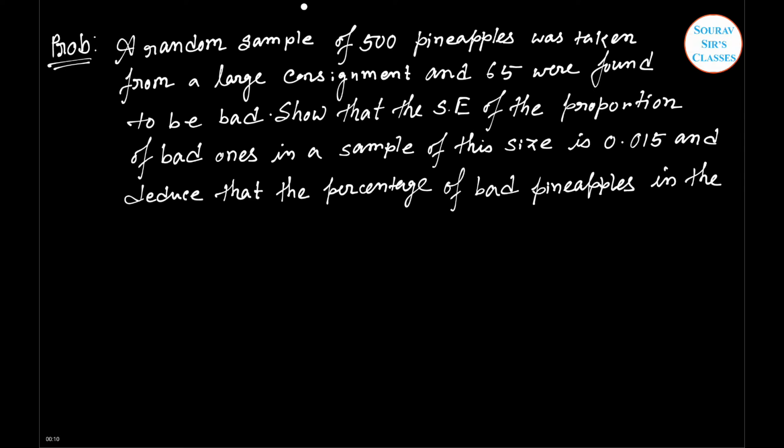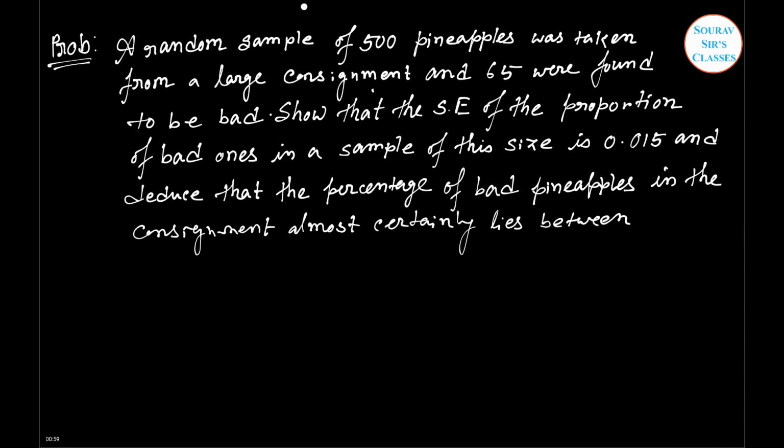The problem is: a random sample of 5000 pineapples was taken from a large consignment and 65 were found to be bad. Show that the SE of the proportion of bad ones in a sample of this size is 0.015, and deduce that the percentage of bad pineapples in the consignment almost certainly lies between 8.5 and 17.5.